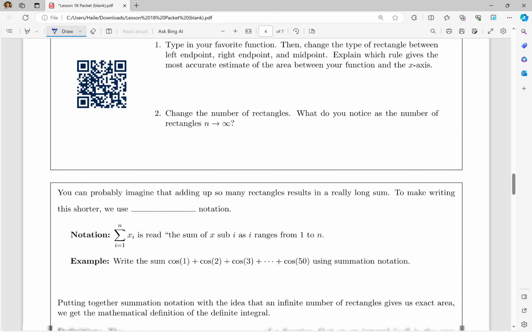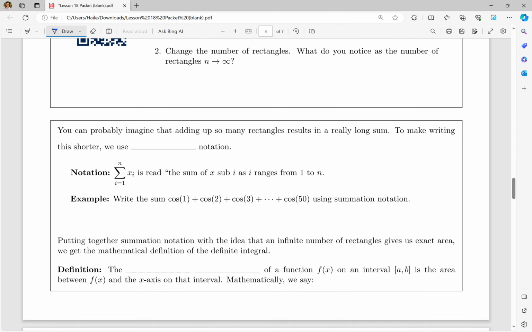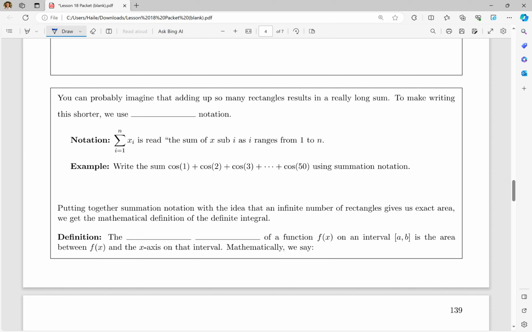But the idea is we're going to end up adding a bunch of rectangles, actually an infinite number of rectangles. And you can probably imagine that adding up this many rectangles results in a really long sum. So before we jump into any examples, I want to help us make writing a bunch of things added together shorter. For this, we use what we call sigma notation.